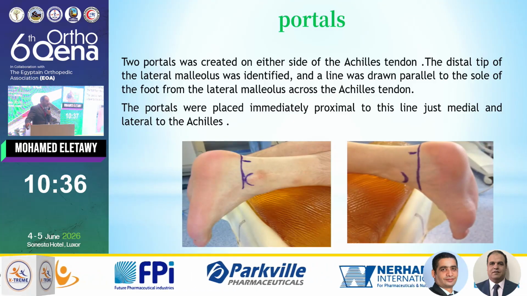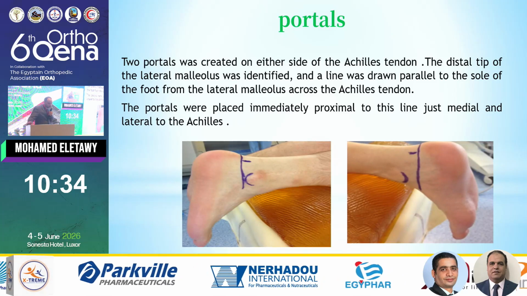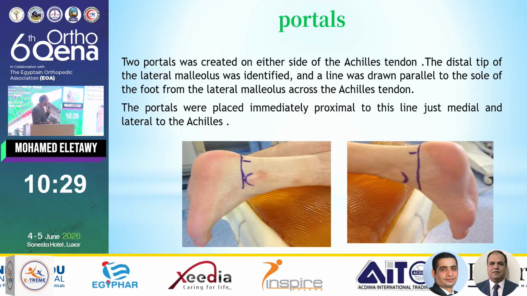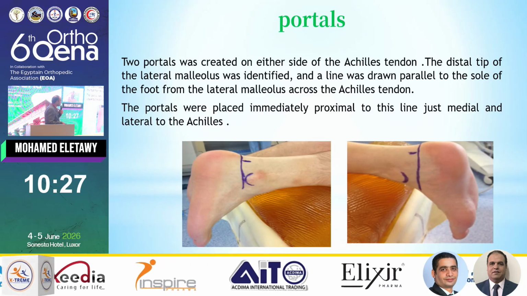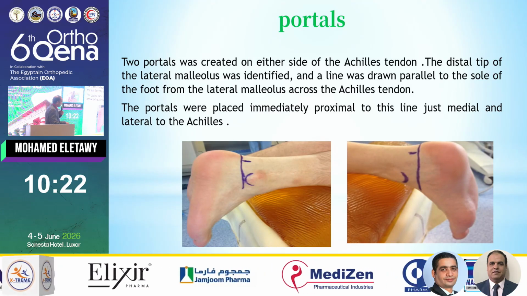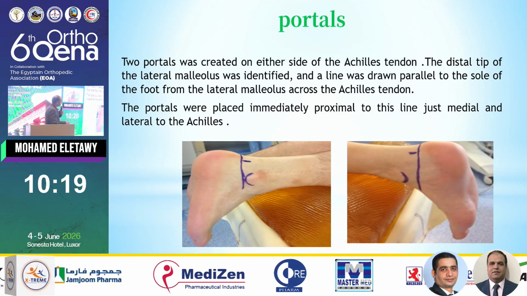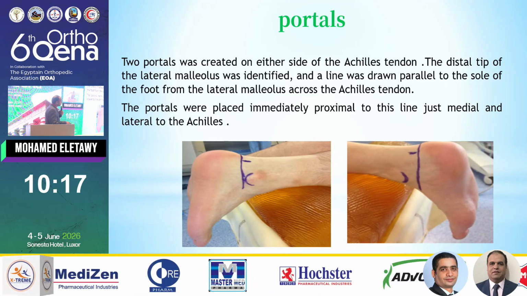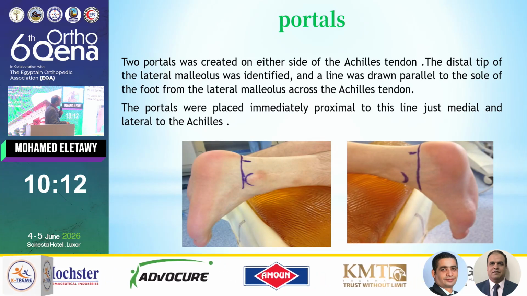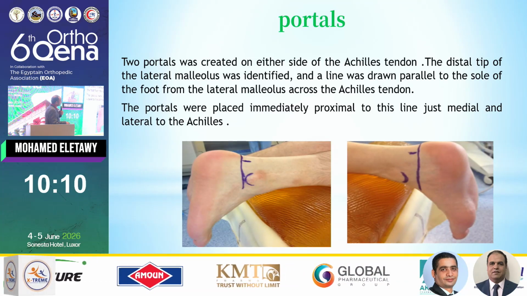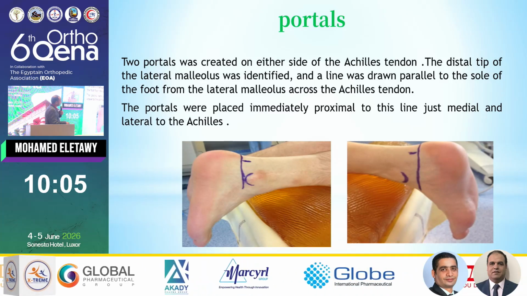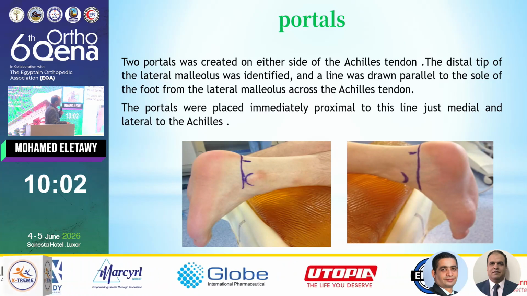What are the portals for this maneuver? There are two main portals: the posterolateral and the posteromedial. What is the anatomical landmark? The anatomical landmark is the lower part of the fibula. We take a line parallel to the sole. On each side of the tendo Achilles, medial and lateral, just above this line is the portal. On the lateral side is the posterolateral, and on the medial side is the posteromedial. All of us notice that the fibula is much lower than the medial malleolus.